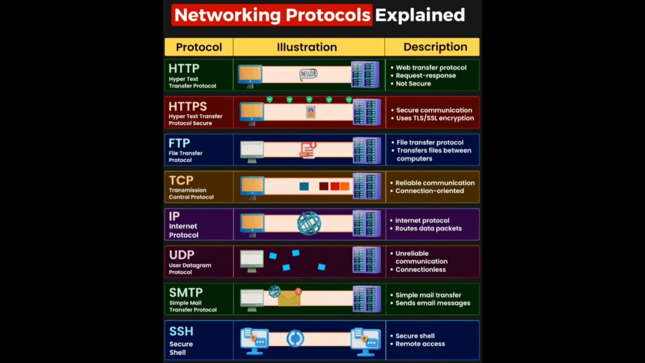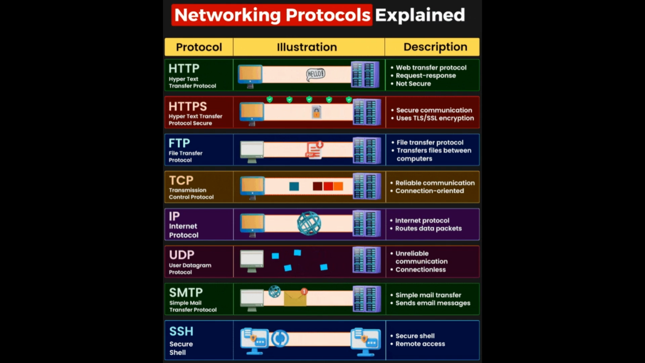4. TCP, Transmission Control Protocol. Purpose: TCP is one of the core protocols of the Internet Protocol Suite. It ensures reliable, ordered, and error-checked delivery of a stream of data between applications running on hosts communicating over an IP network. Functionality: TCP breaks down messages into smaller packets, sends them, and then reassembles them at the destination. It also ensures that data is delivered in the correct order and without errors.